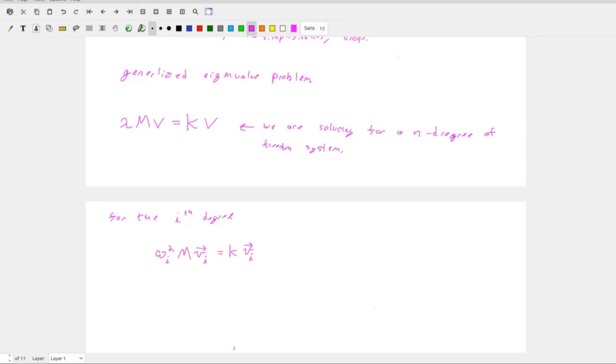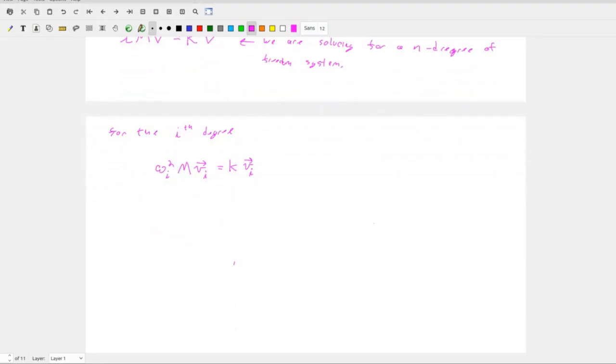All right, so let's go ahead and think about our n degree of freedom system. If we want the displacement, what's the variable that we want to solve for?